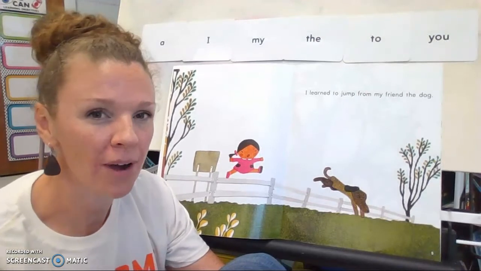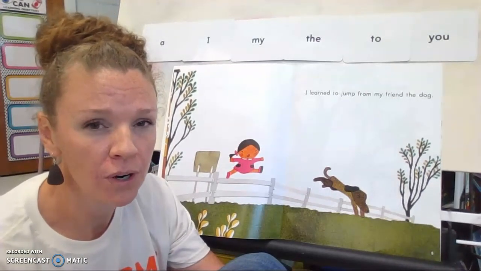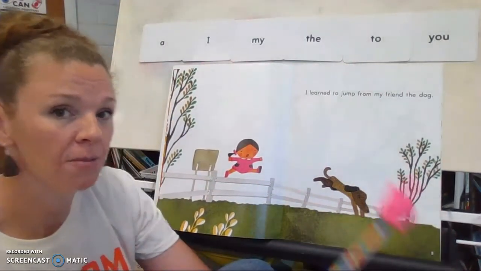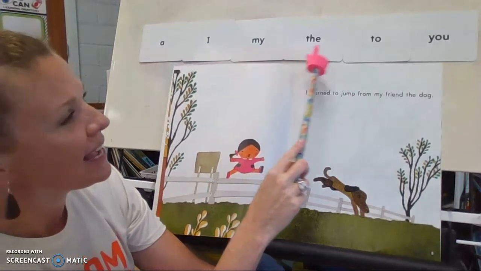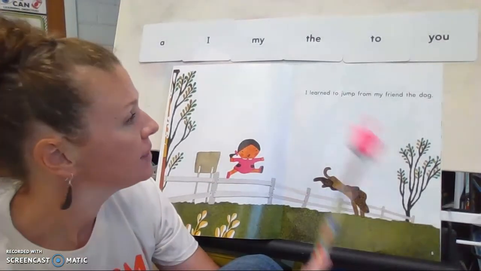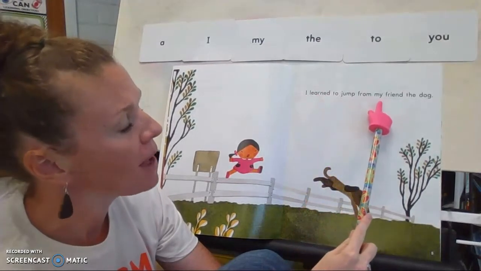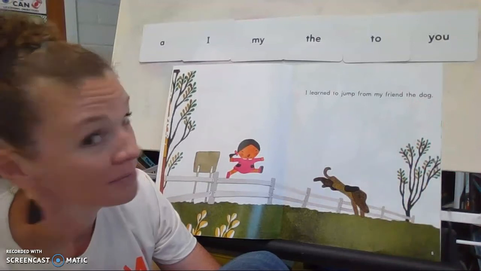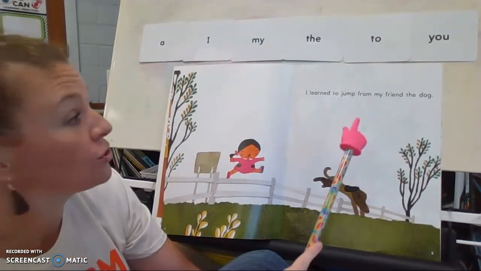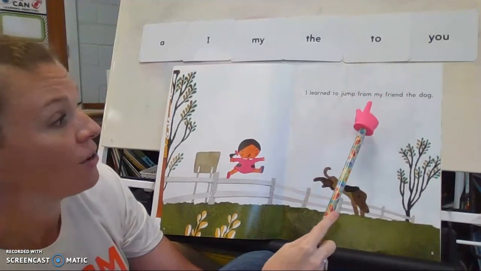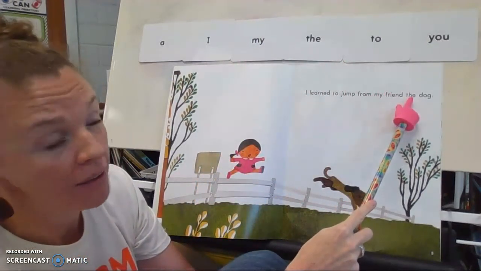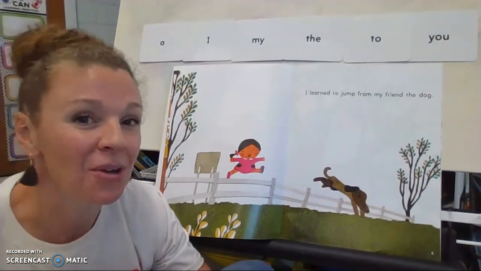Now let's turn to a new page and practice another skill. On this page, we're going to practice the skill of listening for important words that we hear a lot. We've been practicing these words. You can see I've put them above the book. Let's read them together. A, I, my, the, to, you. I want you to listen for these words as I read this sentence. I learned to jump from my friend the dog. Did you hear some of the words? I heard the word I. It's right there and there. I heard the word to. I heard and I read the word my. Matches this one. And the word the matches here.